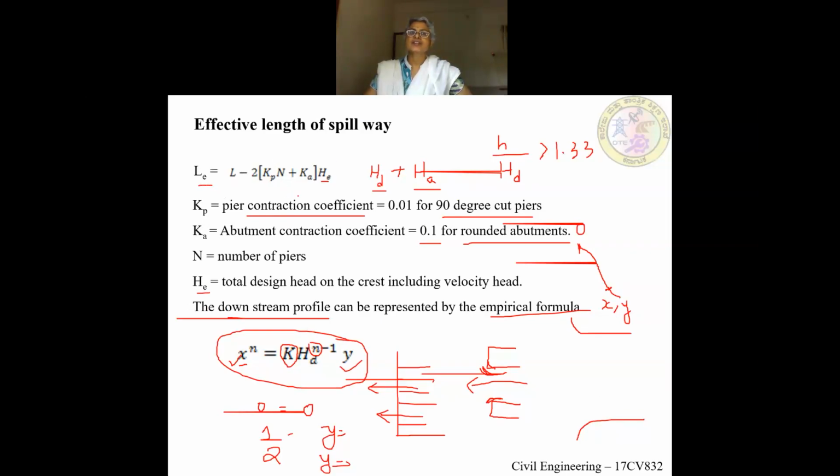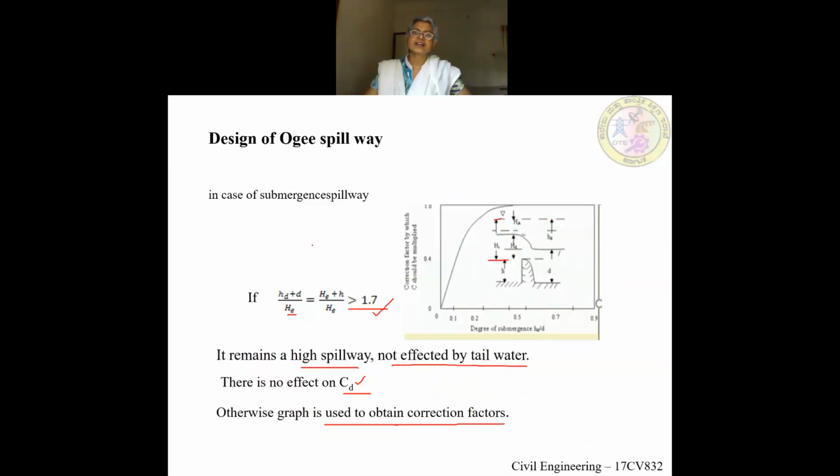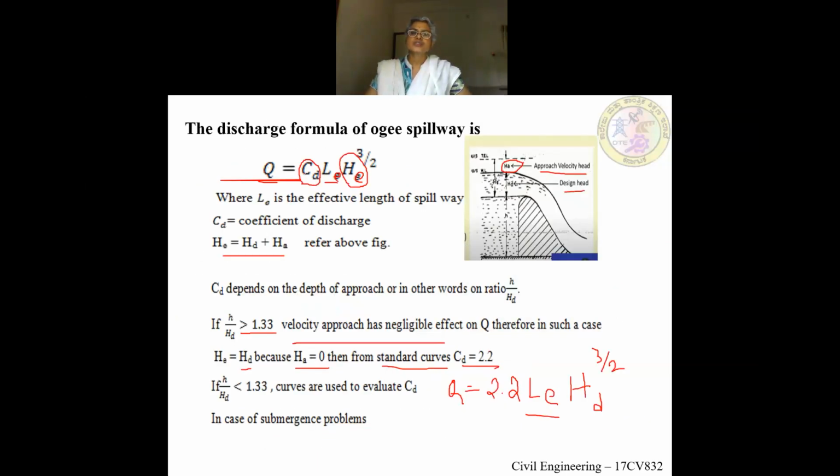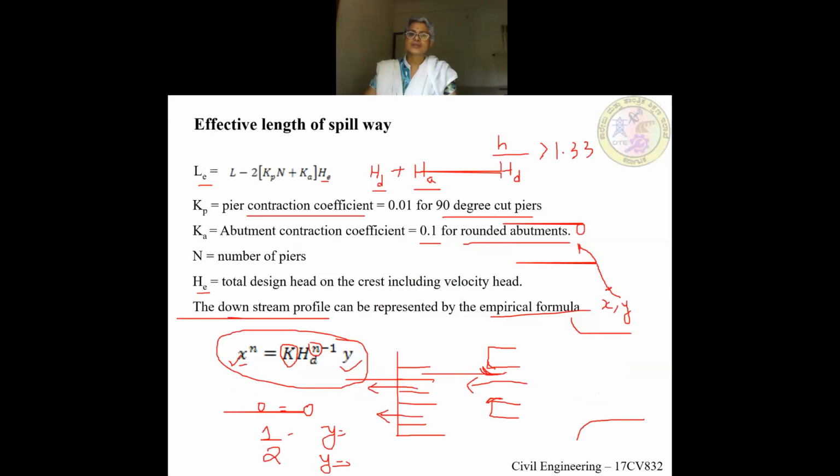Once you get the effective length, the discharge can be calculated using this formula: Q equals Cd Le He whole raised to the power of 3 by 2. Also, to get the profile, we have two empirical formulas. One empirical formula is for the downstream side. For different values of x, you will get the different values of y.